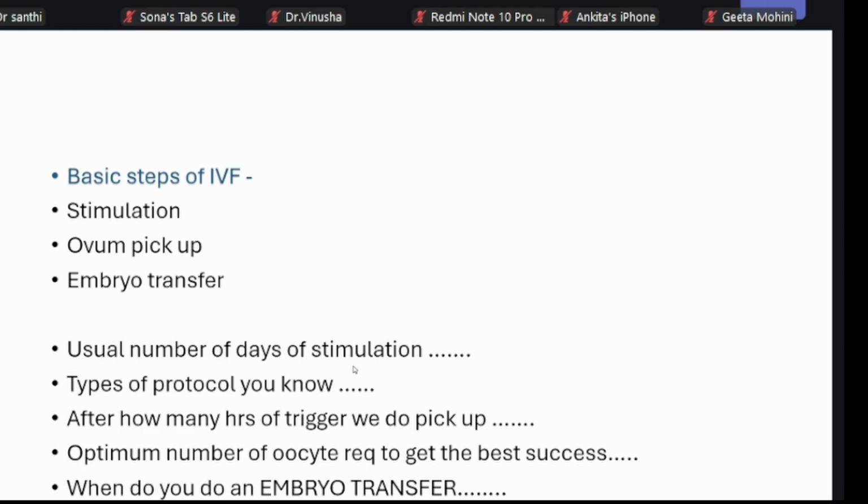You should have an idea of the number of days of stimulation, how many days it usually takes. There is no minimum number, but usually it takes around 8 to 12 days according to different cases, based on the number of follicles. The types of protocol we'll discuss in the next slides, and how many hours after the trigger we do egg pickup, I'll tell in the next slide.